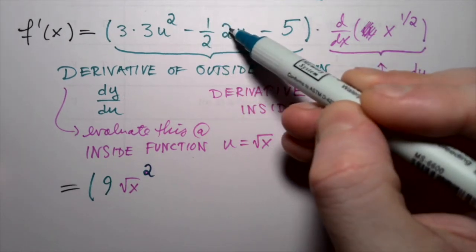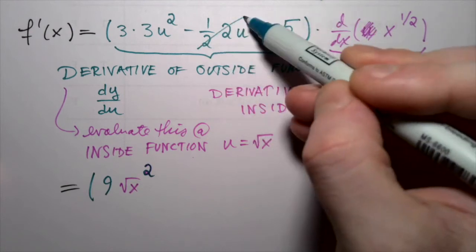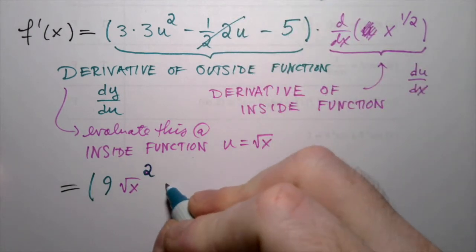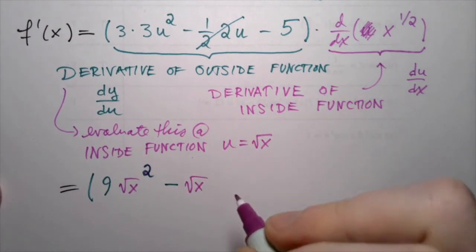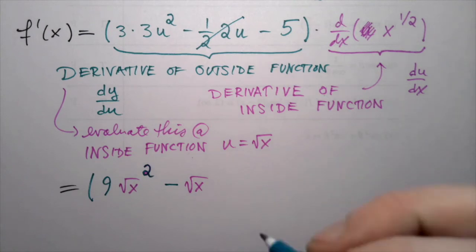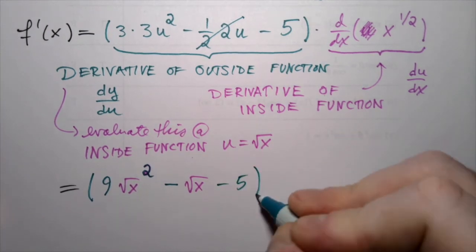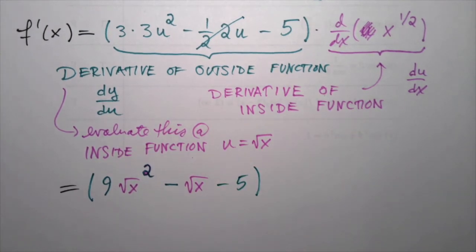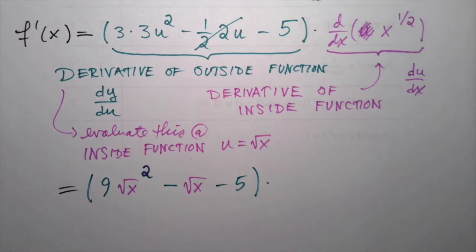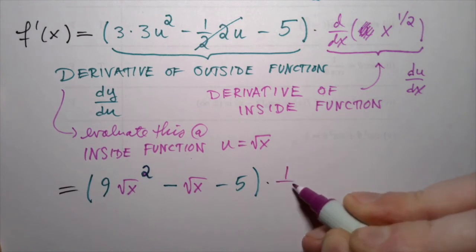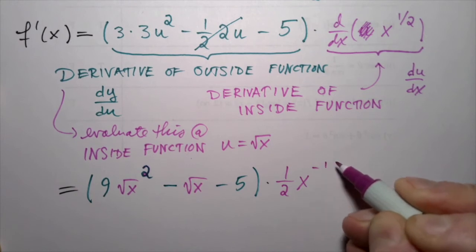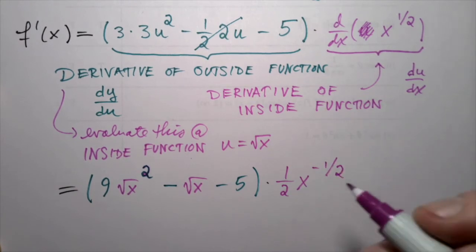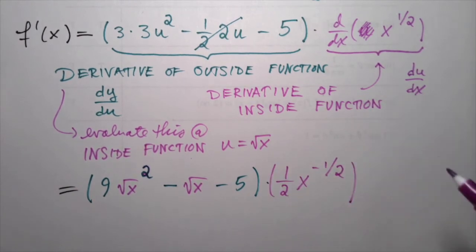Here we have 1/2 and 2. Those cancel, right? 2 over 2, that's just 1. So then we have minus u. What's u? It's just the square root of x. And then the final piece is minus 5. There's nothing to plug in for there. It's just a constant. And now we're going to multiply by the derivative of the inside function, the derivative of x to the 1/2. How do we do that? We use the power rule. Bring the exponent down, subtract 1 from the exponent. That term is the derivative of the inside function.